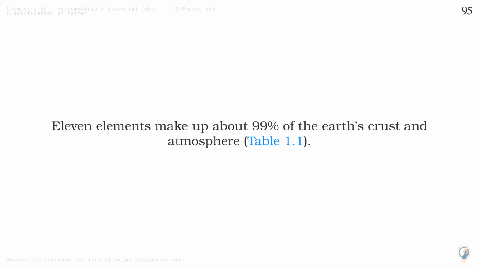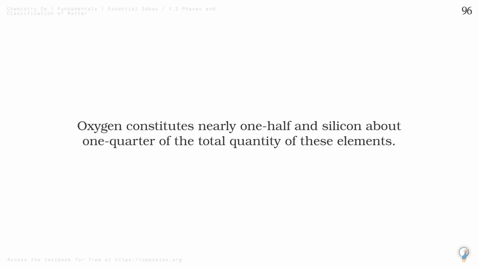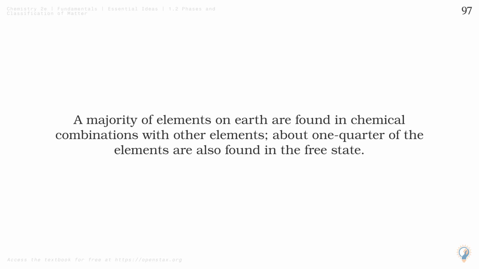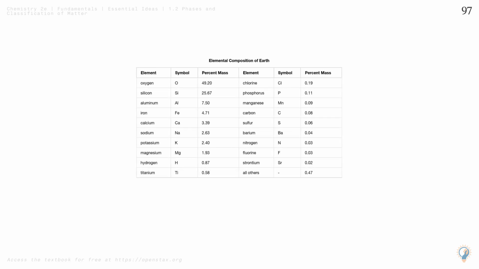Eleven elements make up about 99% of the Earth's crust and atmosphere, Table 1.1. Oxygen constitutes nearly 1/2 and silicon about 1/4 of the total quantity of these elements. A majority of elements on Earth are found in chemical combinations with other elements. About 1/4 of the elements are also found in the free state. Table 1.1.